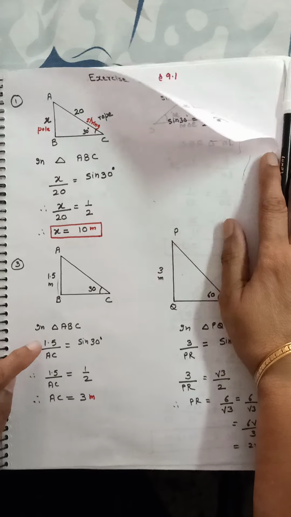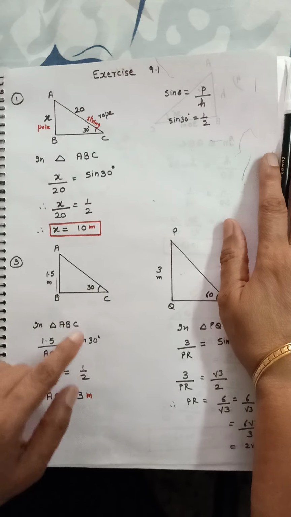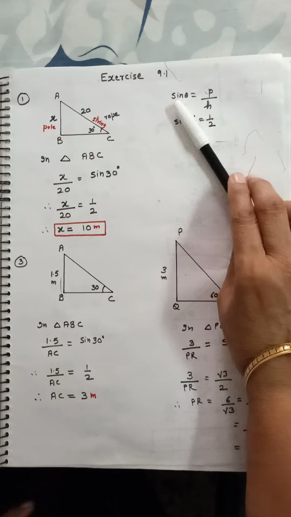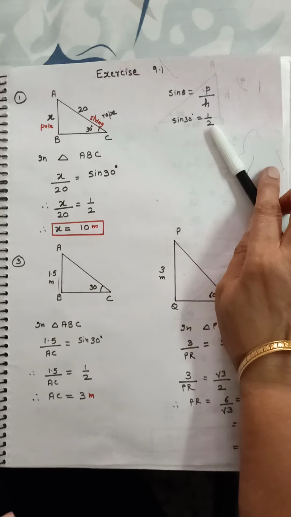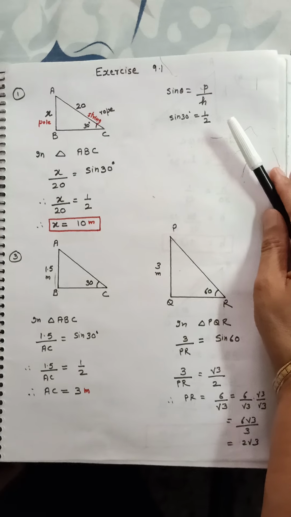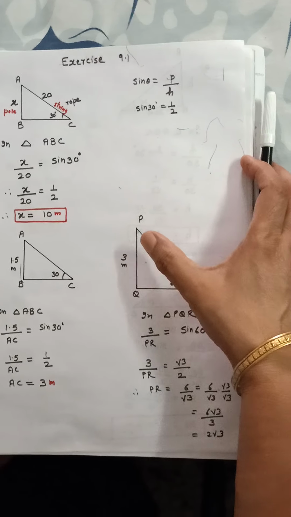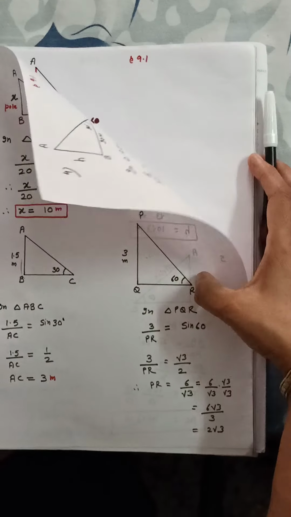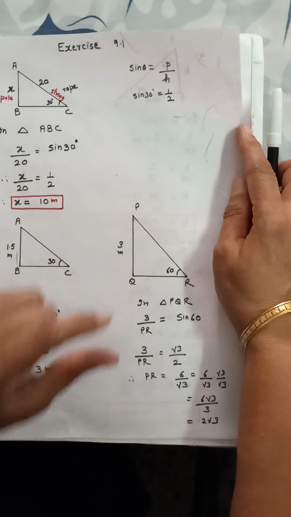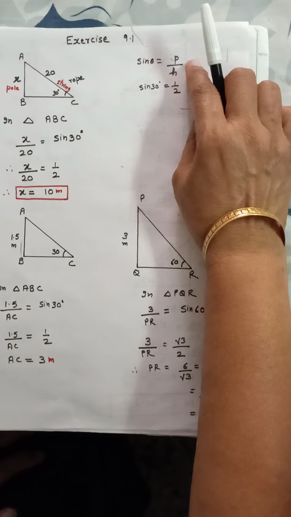So can I write 1.5 upon AC is equal to sine theta. Theta is the angle 30 degrees. And the value of sine 30 degrees is half. So I can find the value of AC as 2 into 1.5, that is 3 meters. If you consider the second slide, again we wish to find PR. What is PR? Hypotenuse. What is given? Perpendicular. And what is the relation between perpendicular and hypotenuse? It is nothing but sine.